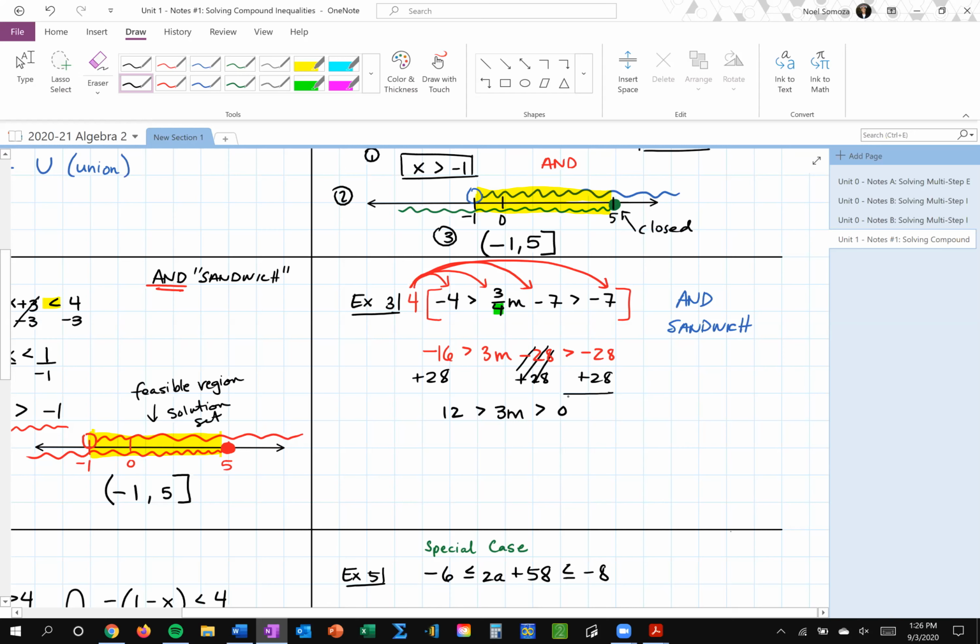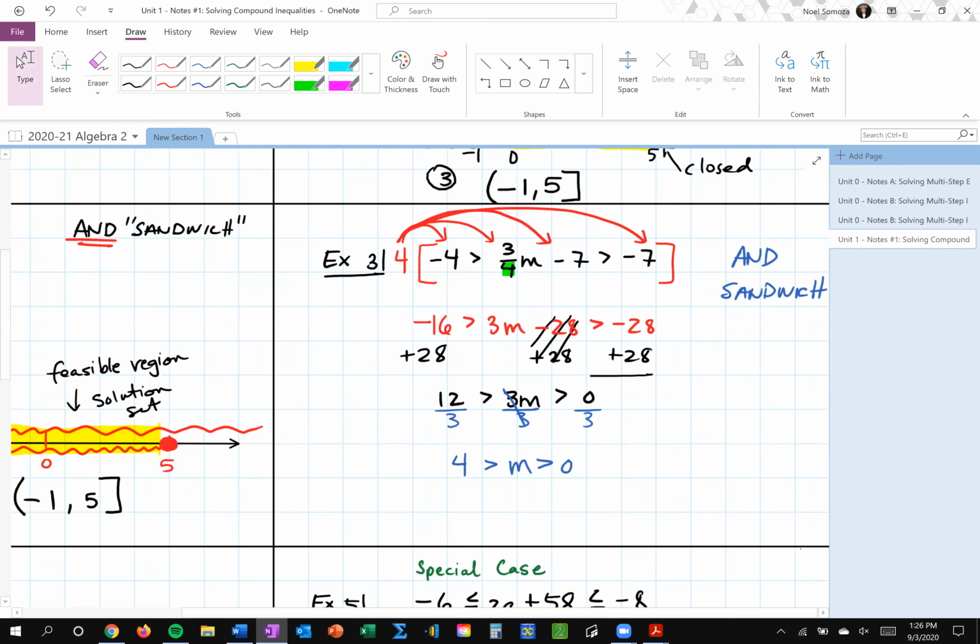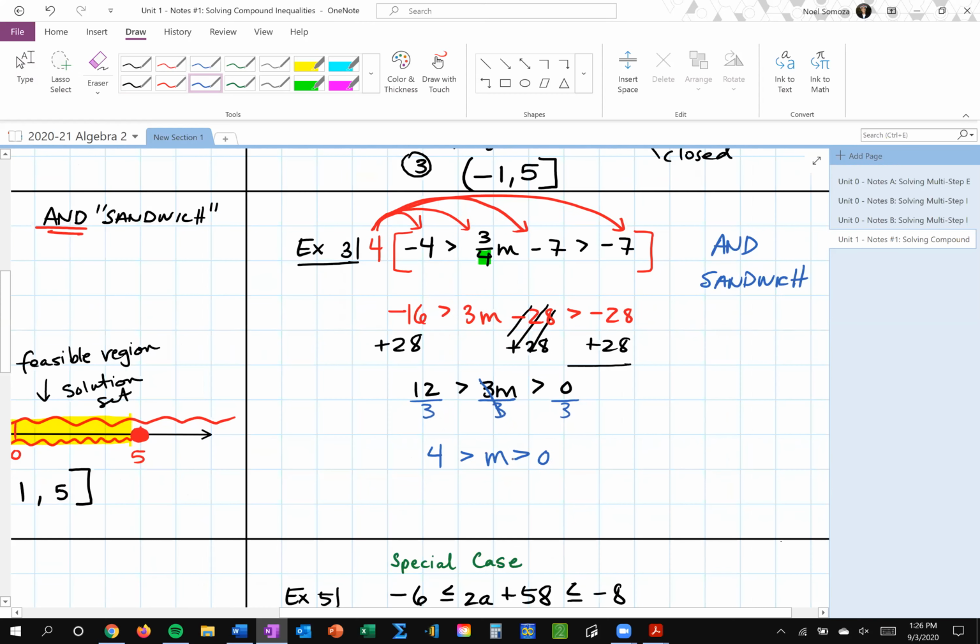All right, and now we divide 3 to all sides, right? We want to get m by itself, so let's divide by 3. M is greater than 0 and m is less than 4. All right. So you see how I was able to read that, kind of like going from the middle, starting with m, right? I can see m is greater than 0, but also m is less than 4.